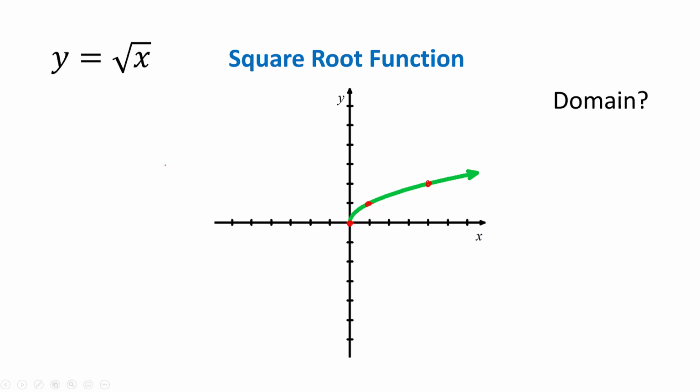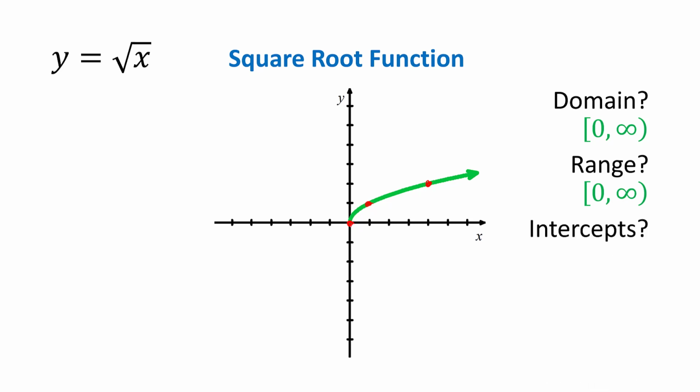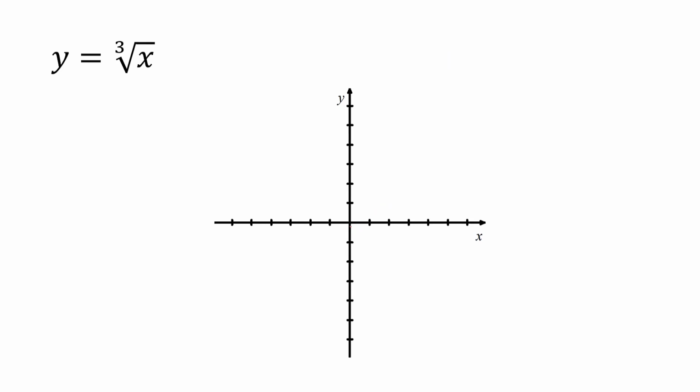The domain, here we start at x equals 0 and go to the right, to the positive side. From 0 to infinity is the domain, including 0. Same with the range, 0 to infinity, including 0. We have the one x and y intercept of (0, 0).